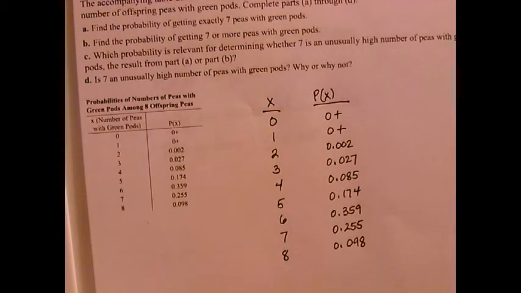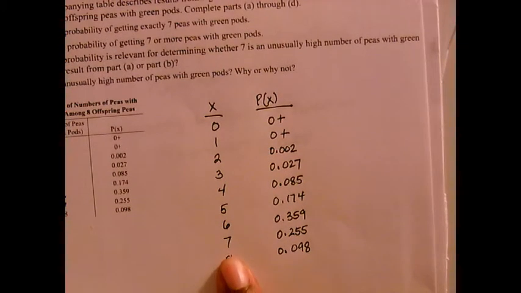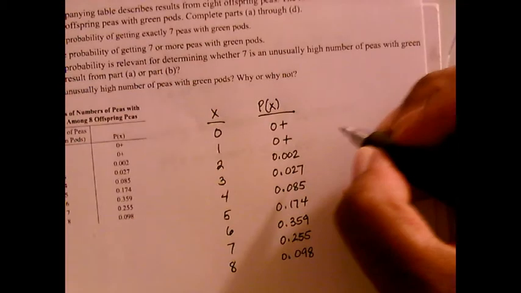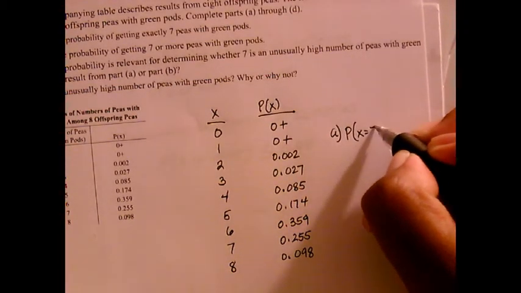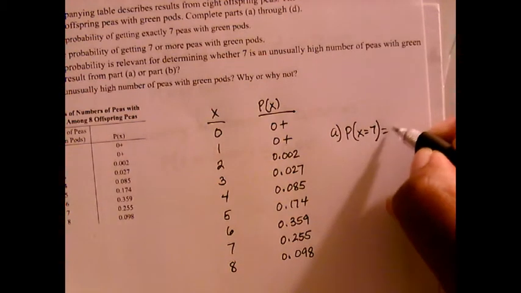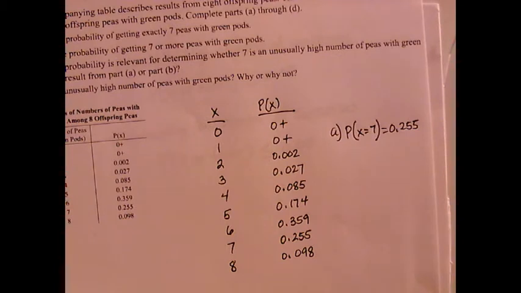In this case, we want to answer part A by finding the probability of getting exactly 7 peas with green pods. Right, so exactly 7 would be this number, 0.255. So to answer part A, I'll write this off to the side, the probability that X is equal to 7 would be 0.255. Okay, so that's the answer to part A.